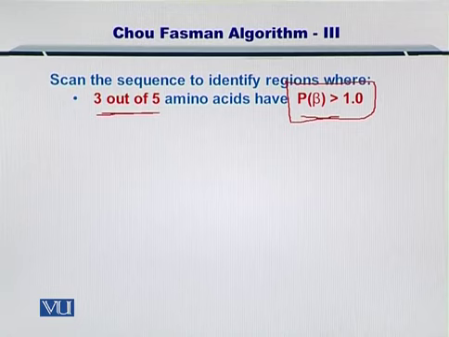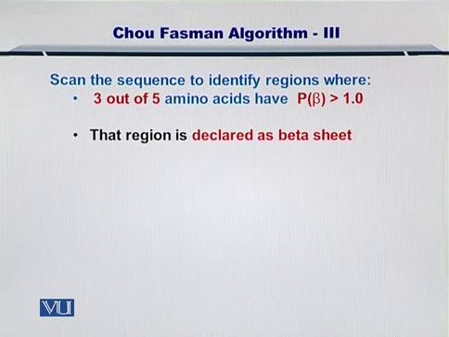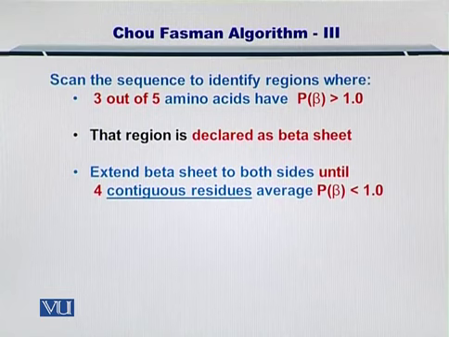So I will mention it again. You start the formation of a beta sheet if you find 3 out of 5 contiguous amino acids which have a propensity for formation of a beta sheet to be greater than 1. Next, you declare that as a beta sheet, and now you want to expand this beta sheet. So you can extend the beta sheet as you did with the alpha helix to both ends, to upstream and downstream of the sequence as well.